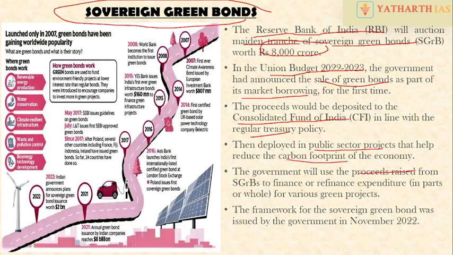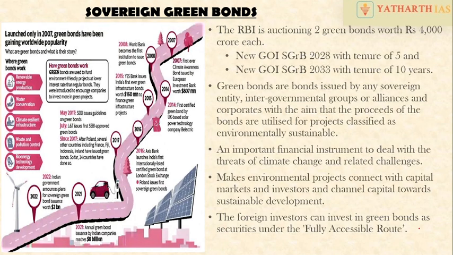It will use the proceeds raised from SGrBs to finance or refinance expenditure in part or whole for the various green projects. The framework for the sovereign green bond was issued by the government in November 2022. The RBI is auctioning two green bonds worth rupees 4,000 crore each. The Government of India SGrB 2028 is with a tenure of 5 years, and the 2033 is for a tenure of 10 years.